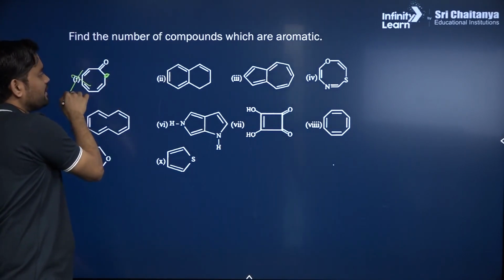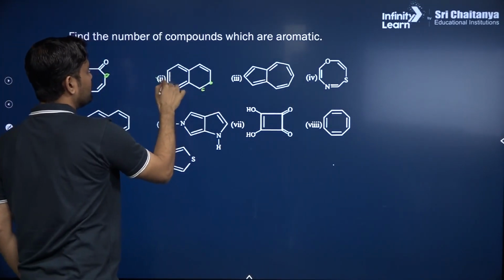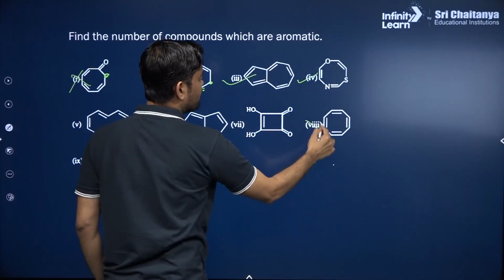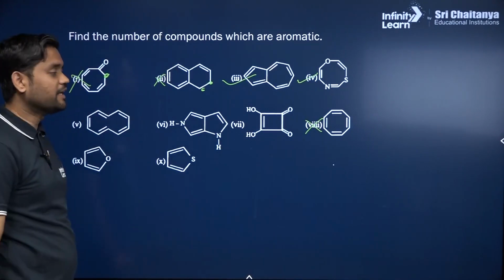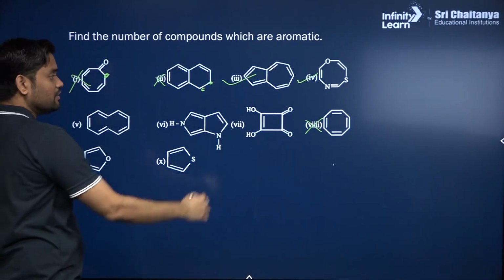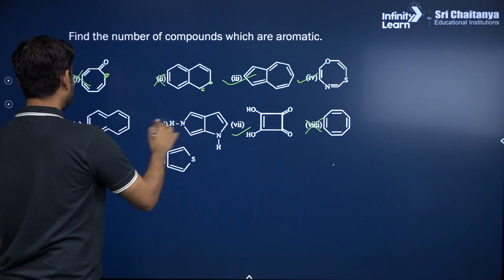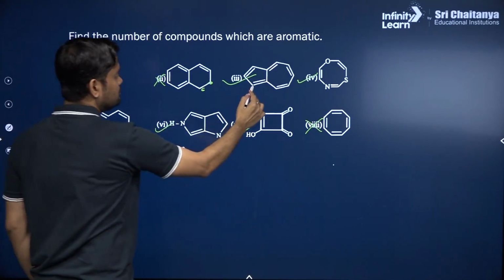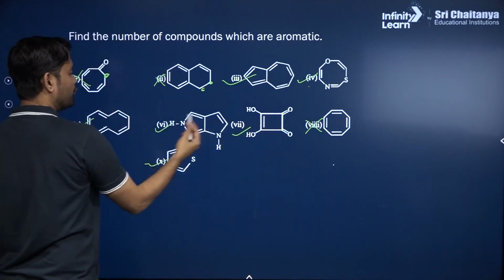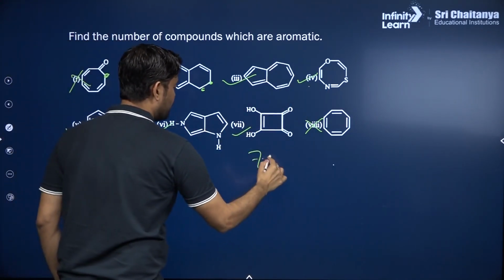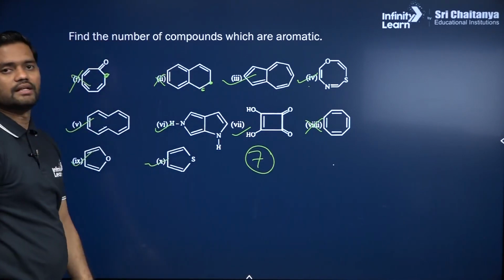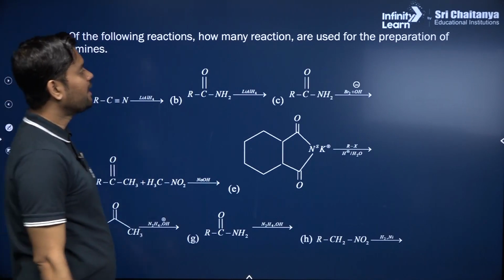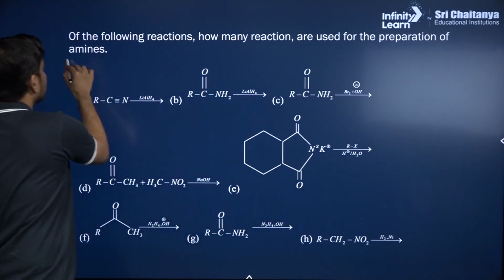Clear? Next, find the number of compounds which are aromatic. sp3 non-aromatic, sp3 non-aromatic, aromatic, aromatic, non-planar. Cyclooctatetraene, aromatic, aromatic, aromatic, aromatic, aromatic. So how many? 1, 2, 3, 4, 5, 6, 7. So total 7 are aromatic. Clear? Next, of the following reactions, how many reactions are used for the preparation of amines?